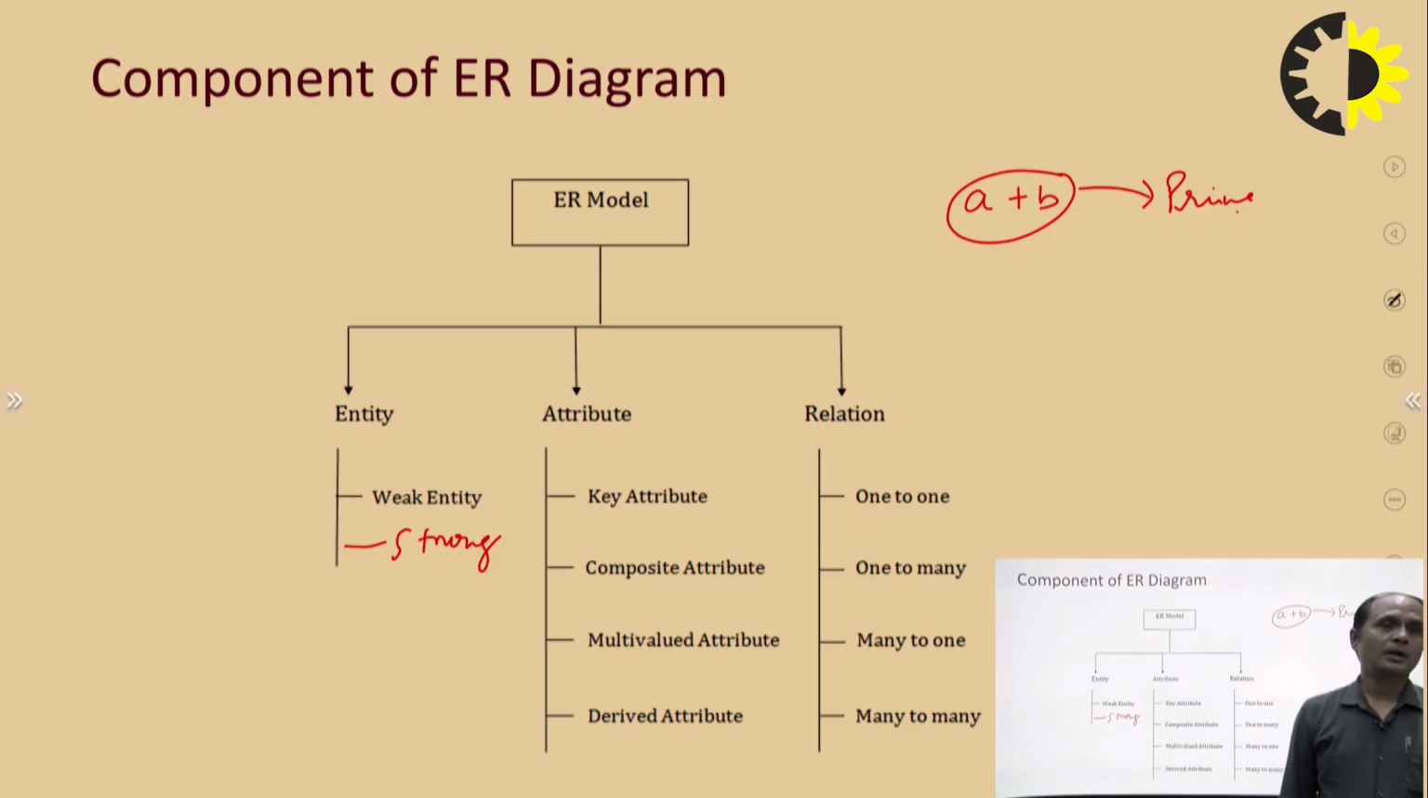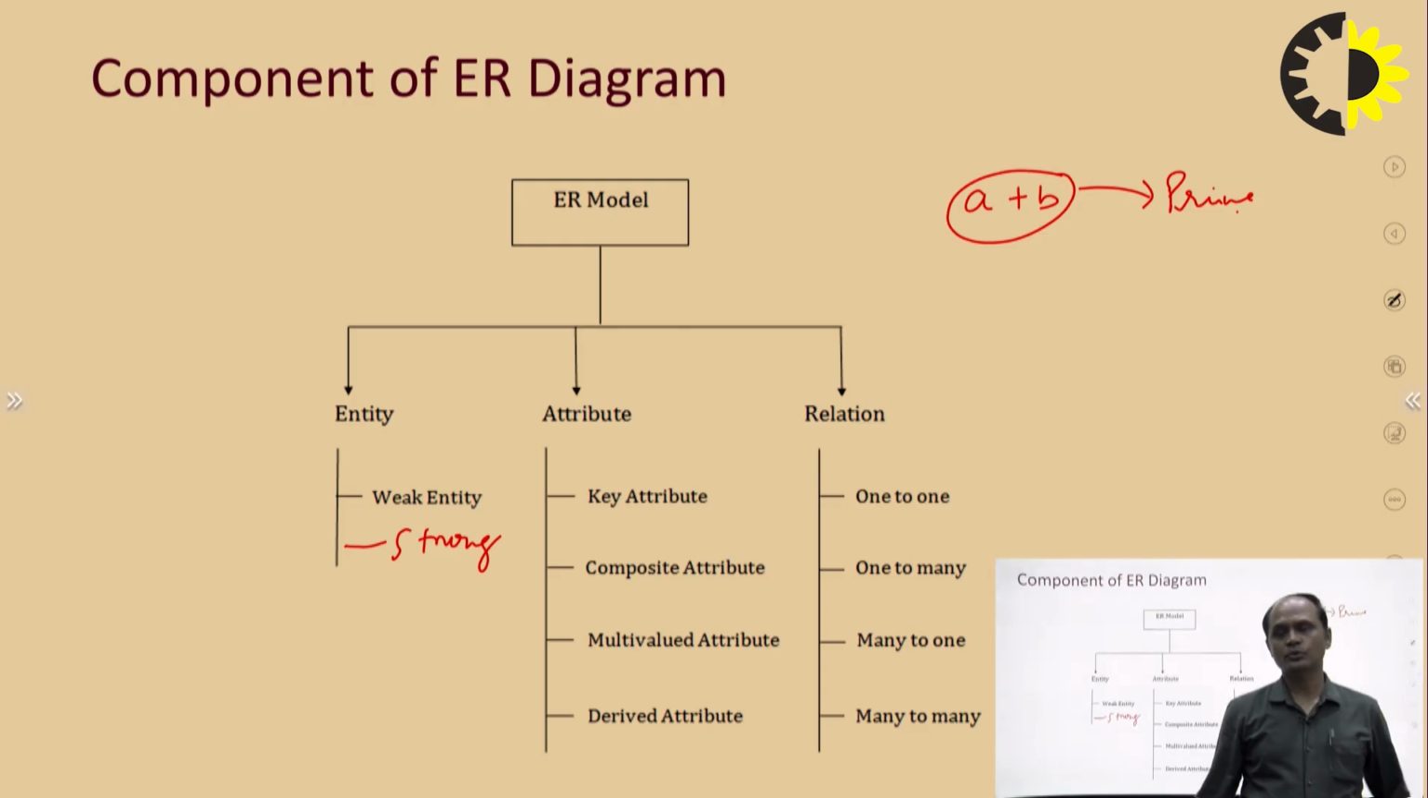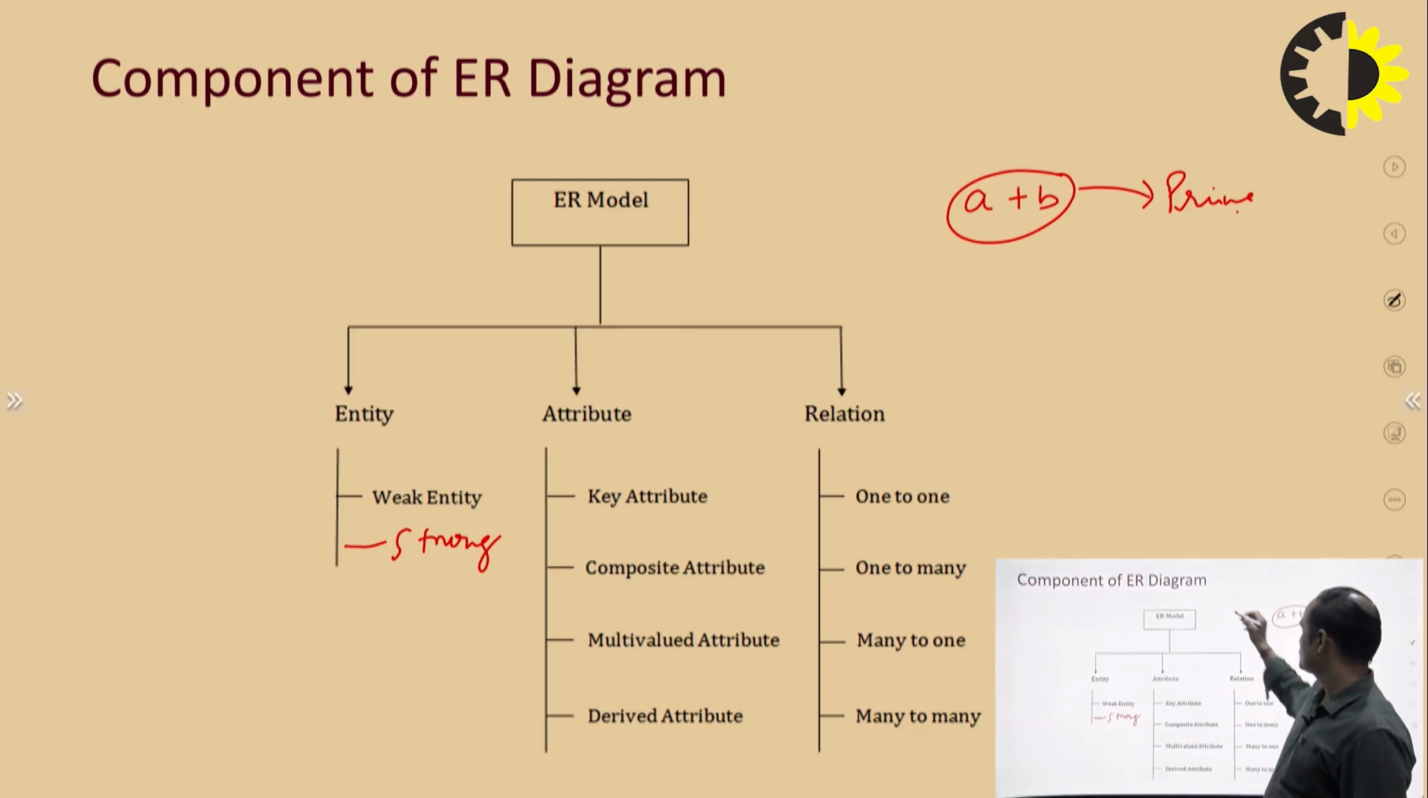What do you mean by multi-value attribute? Multi-value attribute means an attribute that can have multiple values. Suppose we have a student and we have a student entity.